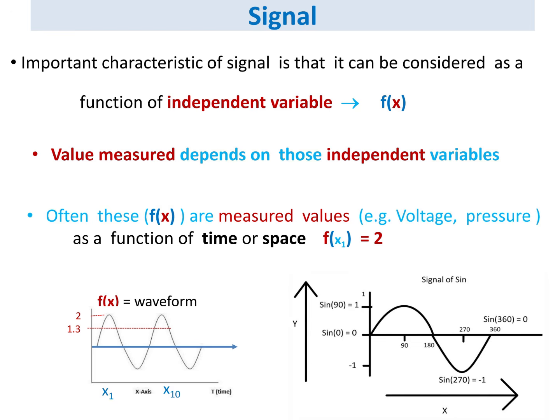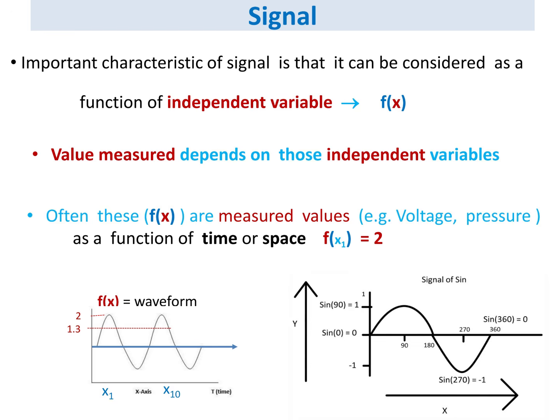The measured quantity may be voltage, pressure, intensity, or any other physical parameter, and its value changes with time or space. In the figures, the waveform is shown as a function of one independent variable. The horizontal axis represents the independent variable, such as time, while the vertical axis gives the corresponding signal value or amplitude. For example, at a particular value x1, the function f(x1) gives one specific measured value. The sine wave figure illustrates this clearly. As the independent variable changes, the signal value also changes continuously.